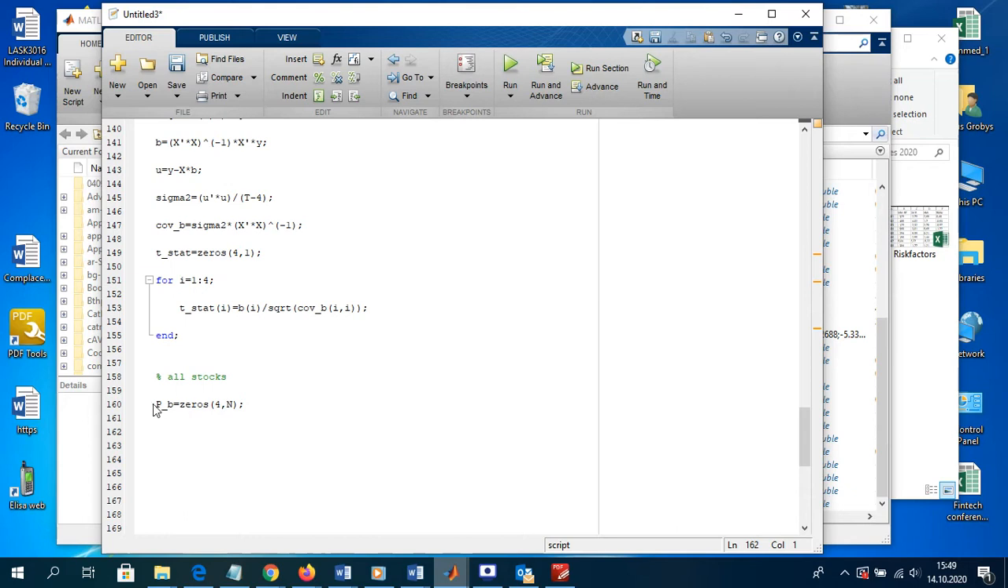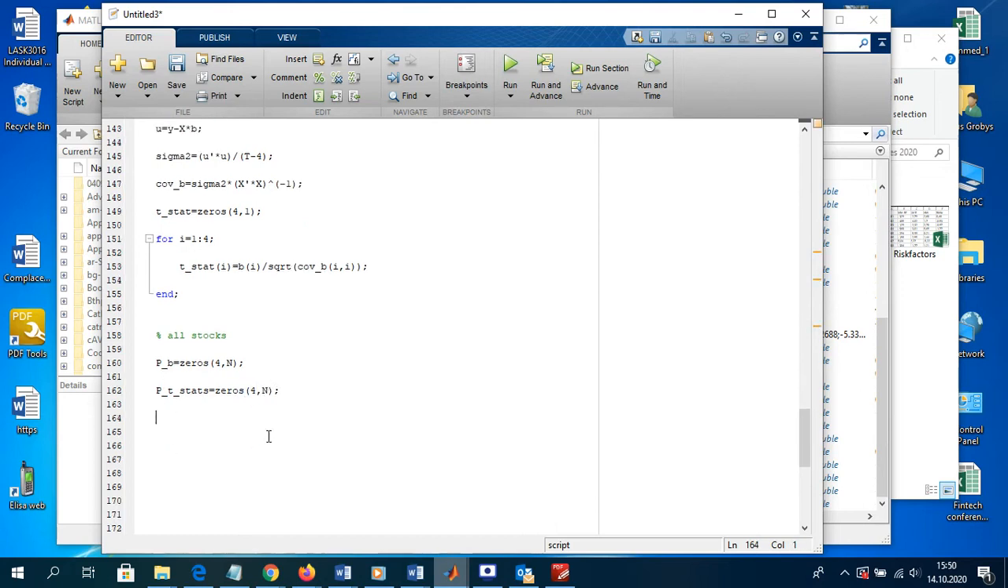And here we store, obviously in P_B, the point estimator beta hat, and we also need a matrix P_Tstat, which is equal to zeros, and also it has the same dimension, 4 by n. And here we store the corresponding t-statistics in the same order as we store the point estimates, right? It has the same order. So what we do is very simple.